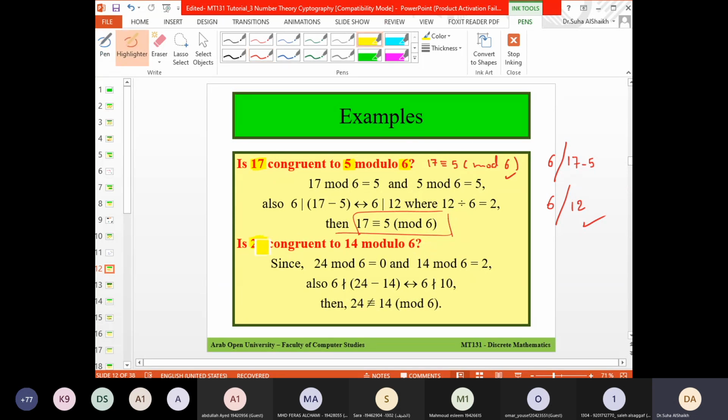Check this one. 24 congruent to 14 mod 6. It's saying 24 is congruent to 14, but mod what? 6. To check, the 6 should divide the difference between 24 and 14. Does 6 divide 10? No, it is not correct. So this is not congruent. Okay? Yes, one of the two conditions is enough. Division is usually what we are using. You got it now?